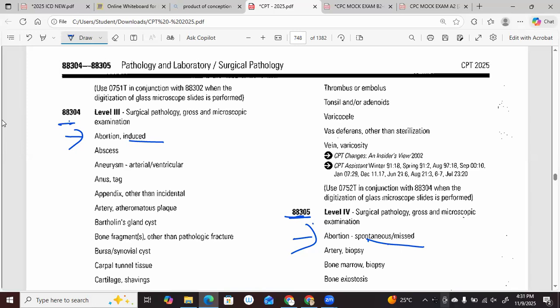So whenever you are going to code from this section, you have to refer to two things. First, you have to see the type of specimen, and after reviewing the type of specimen, you have to see how the specimen has been received. So these two factors will help you to determine the correct code. Any doubts here?